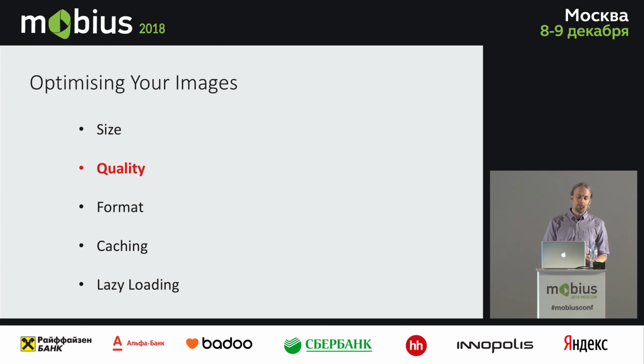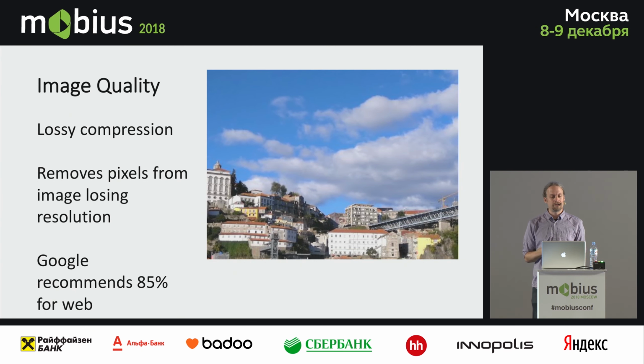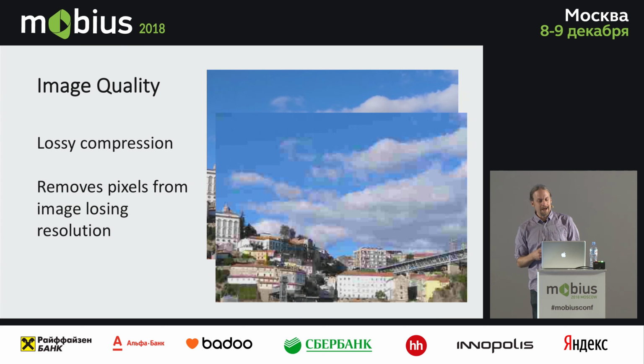The next thing we can do with images is to optimize the image quality. What I mean by image quality is that when you reduce the quality, it's a lossy compression. So we're reducing the quality of the images. You lose resolution, but in general, you can remove a lot of the pixels before even the human eye can notice. Google recommends you go with 85% quality, and no one will know the difference. So there's the 85% quality.